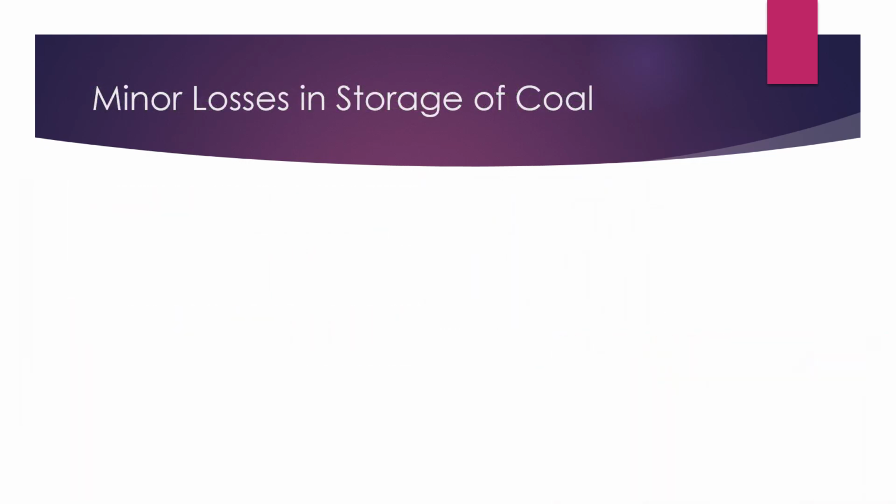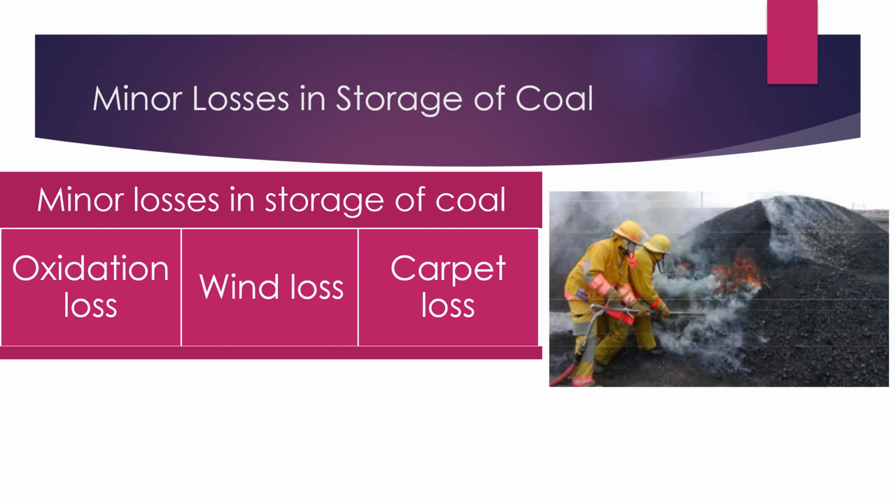Now, let us discuss the losses associated with the storage of coal. The first type of loss is oxidation loss. This results in heating and self-combustion of coal in the open storage yard, which is a direct loss.